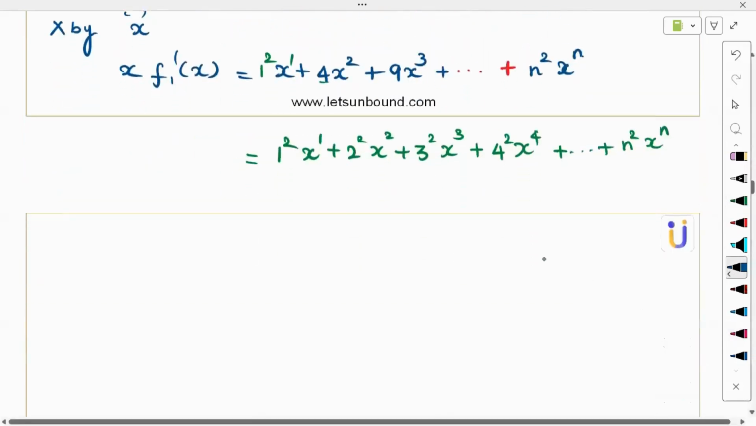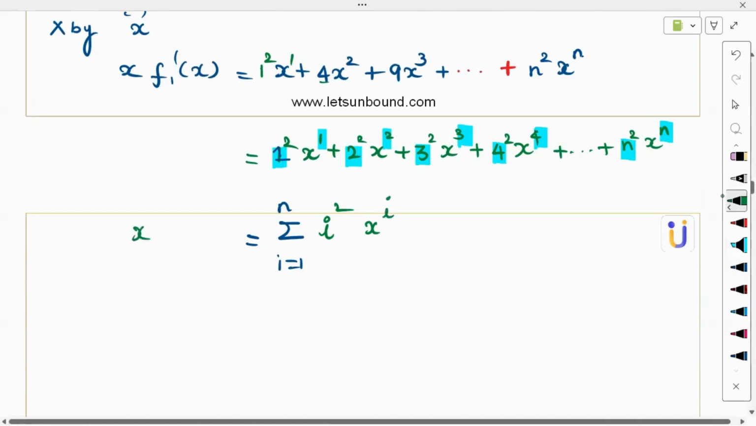So now you can write it as sigma I is equal to 1 to n. Okay, which is changing here? Here 1, 2, 3. The base of the coefficients are changing. The exponent of the power variables are changing. So that I can give I. So I power 2 is fixed and then x is fixed. Power is changing, that is I. So x f1 dash of x is equal to this.